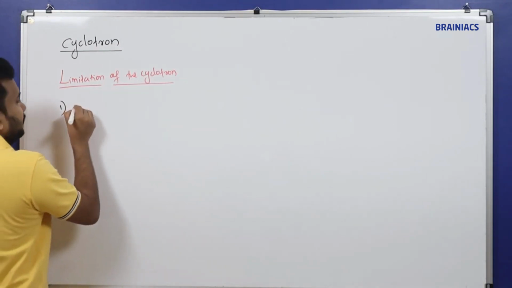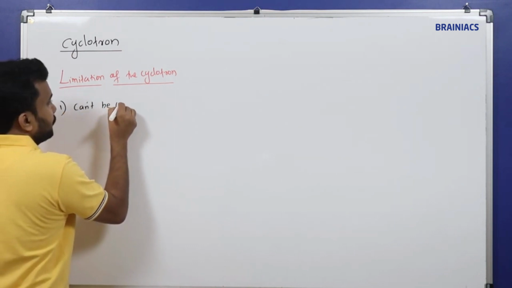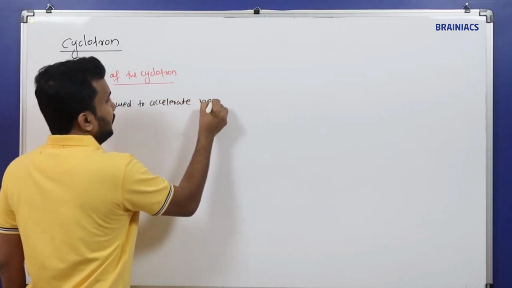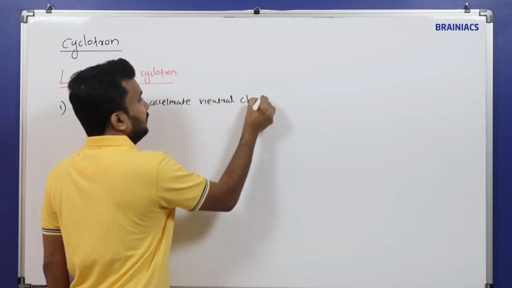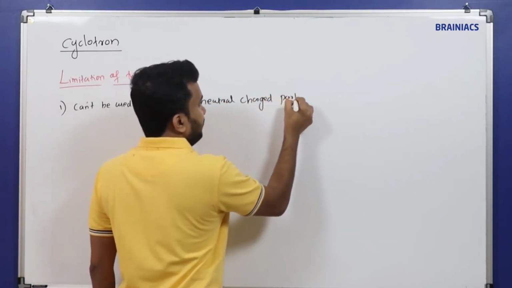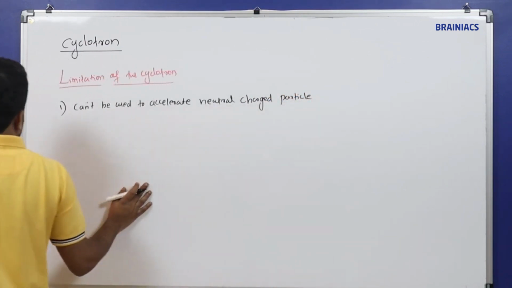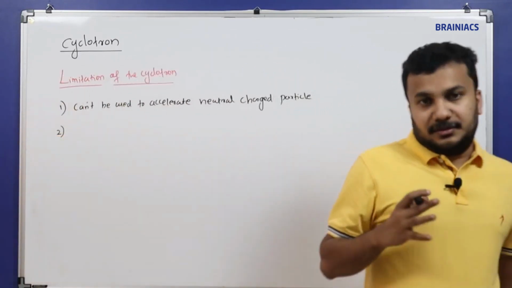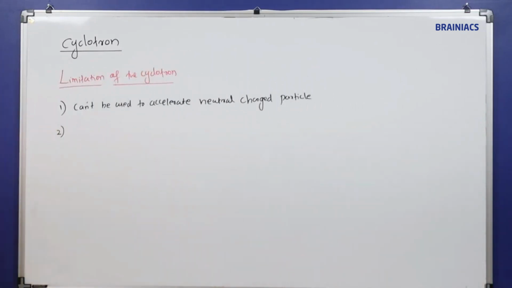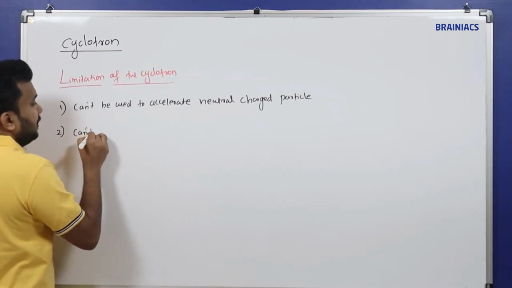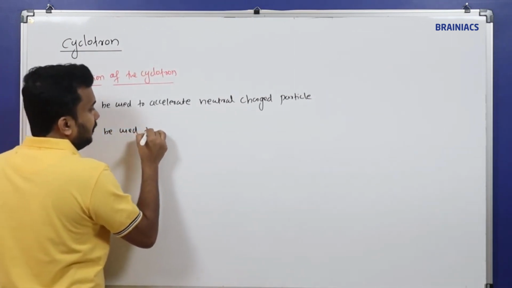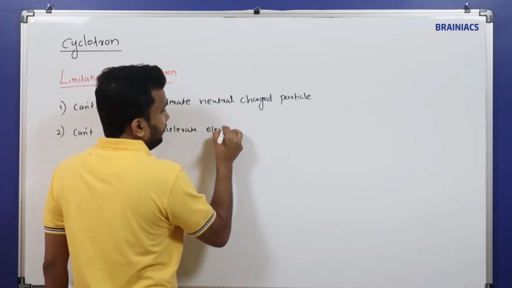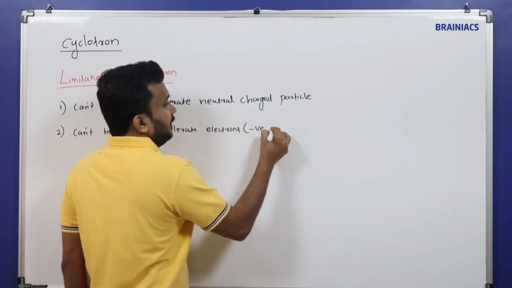Number one, the cyclotron can't be used to accelerate neutral particles. Neutral particles cannot be accelerated; the particle should have charge, for example positive charge. Next, it can't be used to accelerate electrons, that is, negatively charged particles.